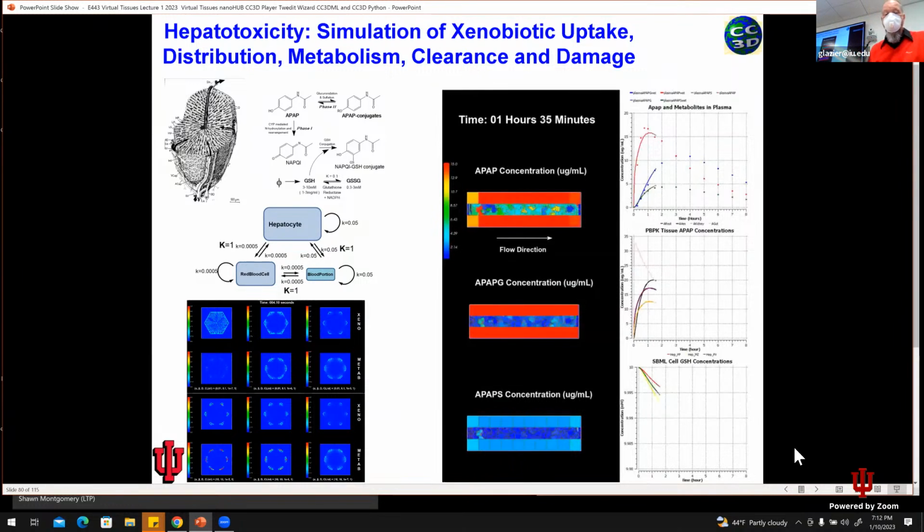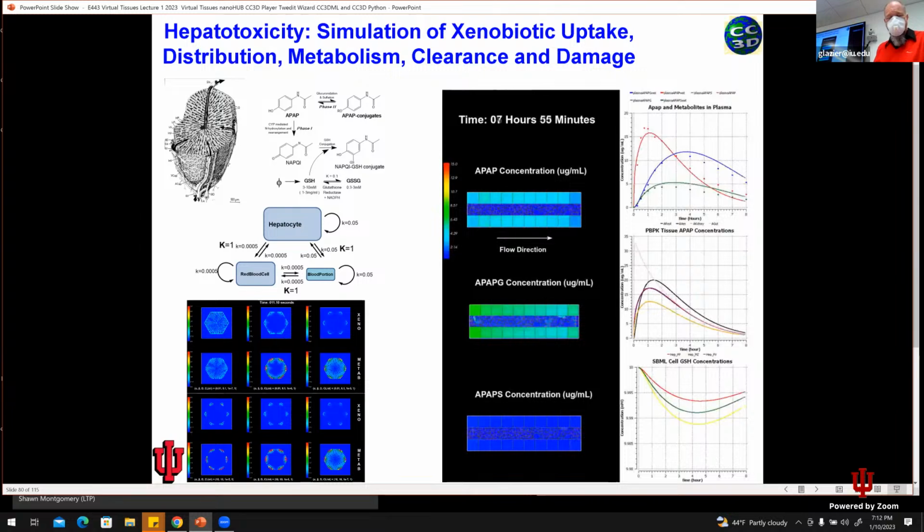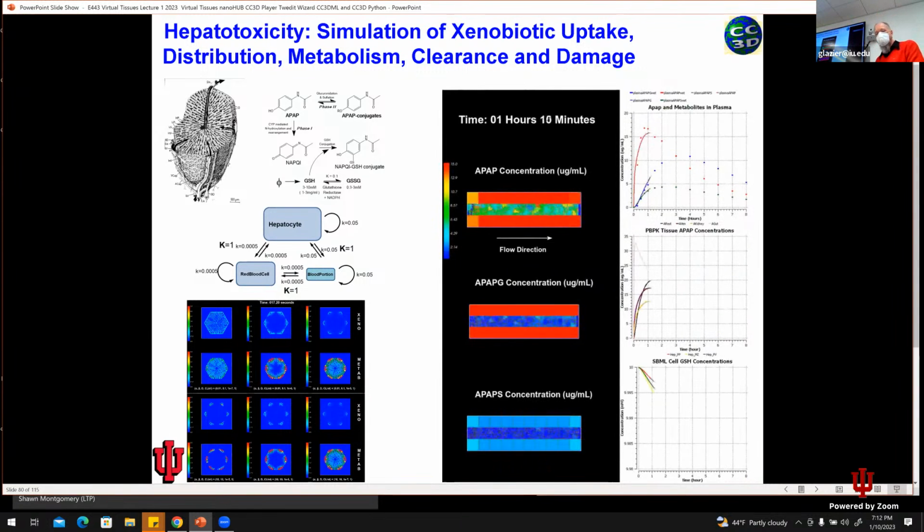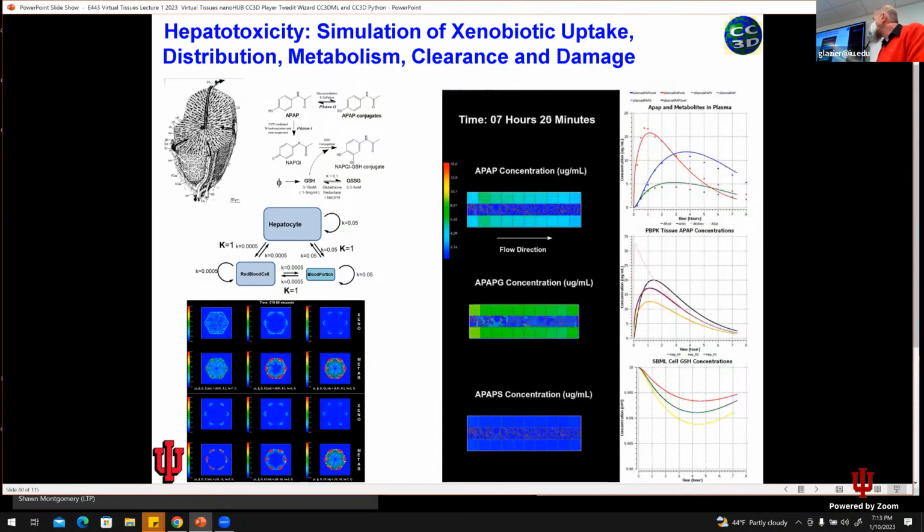take Tylenol. Tylenol is carried in the blood. It's transferred from the blood to your hepatocytes, to your liver cells. Tylenol itself isn't very toxic. Unfortunately, it's metabolized into something that is quite toxic, a molecule called NAPQI, N-A-P-Q-I, in your liver. Not in every cell in your liver, but in some cells in your liver.